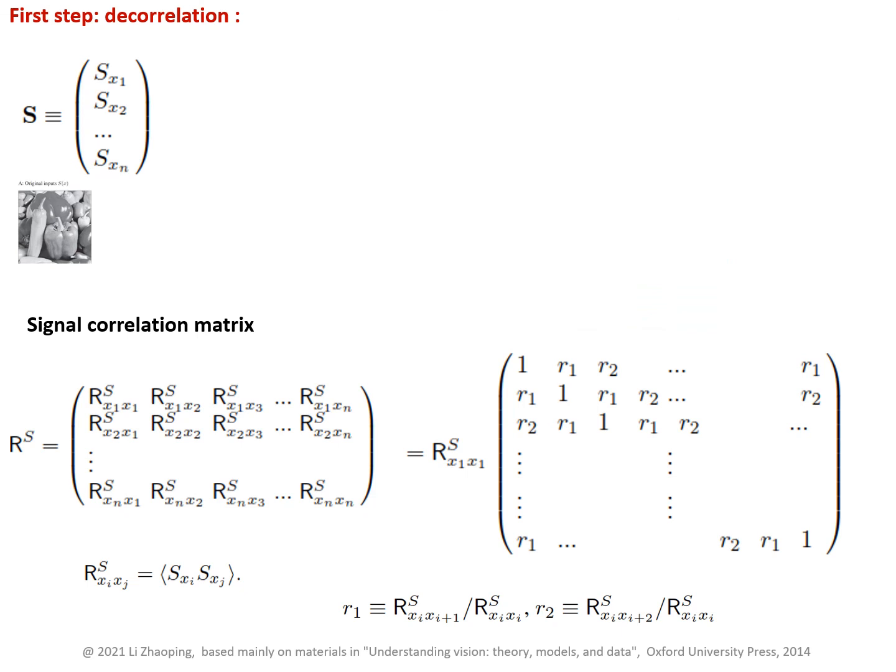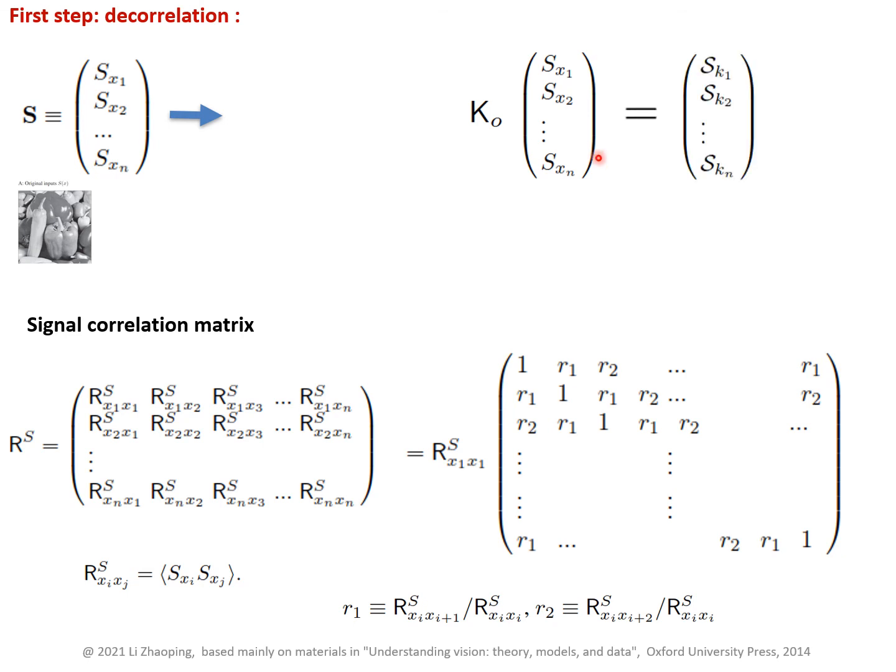To decorrelate, we transform this S vector by this decorrelation transform K0, so that the outcome is another n-dimensional vector, and each component of this vector is decorrelated from any other component.